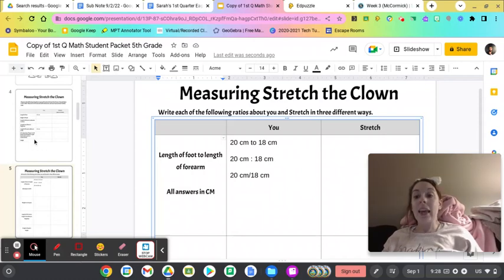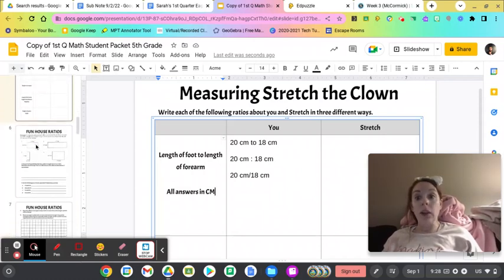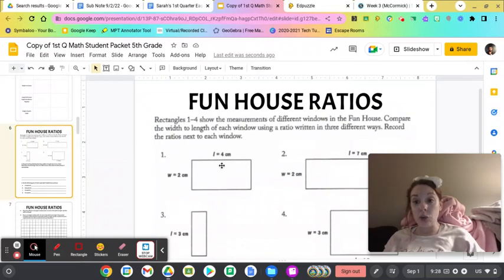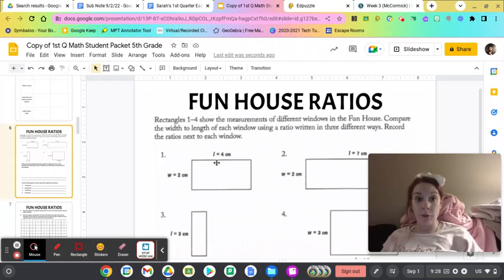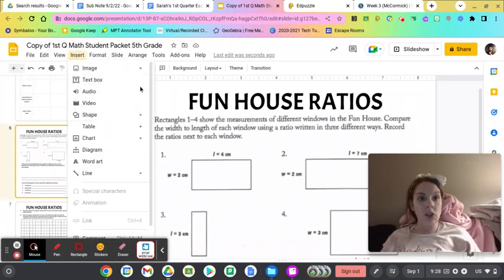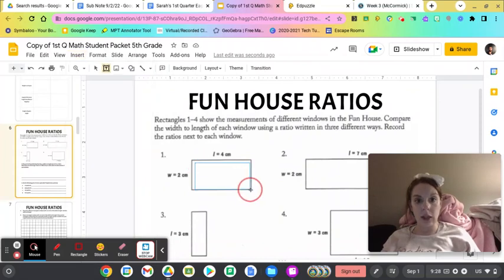Okay? If you finish that, I would love for you to get started on the Funhouse Ratios page. It looks a little fuzzy on here. Hopefully it's better in your packet, but it's the same thing. We're writing these ratios in 3 different forms. It says compare the width to length of each window using a ratio written in 3 different ways. Record the ratios next to each window. So it has to go from width to length. You can't switch the order. I can just do a text box here and we can do this one together.